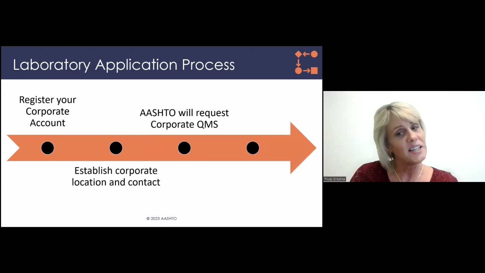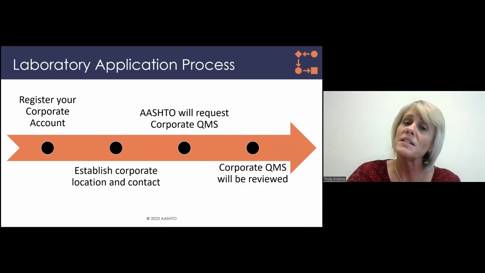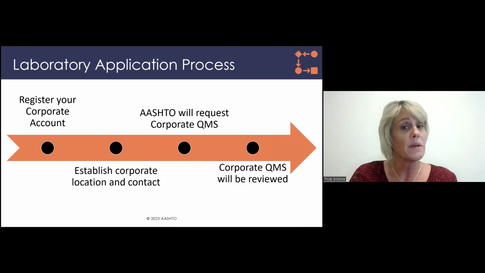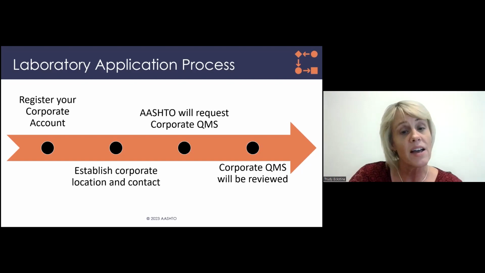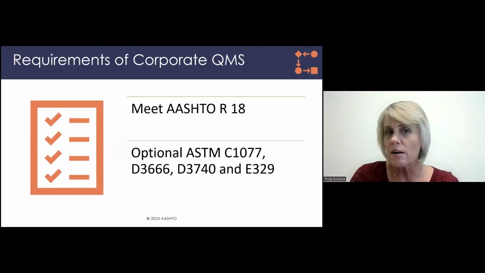And then you're going to get a nice email from me, including our policy and guidance document that you can read up on. And at that time, I'm going to request for you to submit to me your corporate QMS, hopefully in one file. It makes it a lot easier if it can come into one file. But if not, we'll work around it. And then what happens? Your corporate QMS gets reviewed by our AASHTO resource staff, and then we'll let you know the outcome of that review.